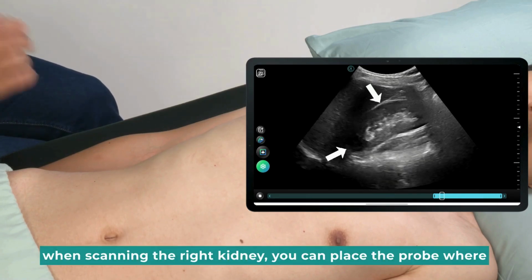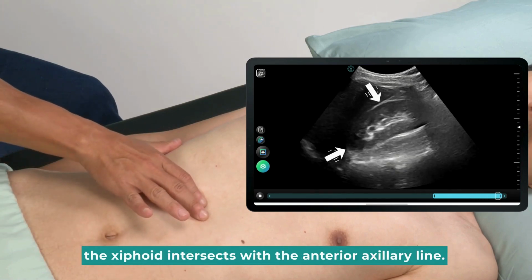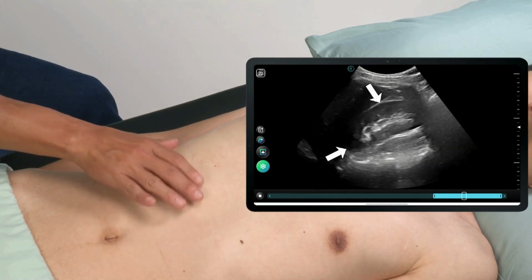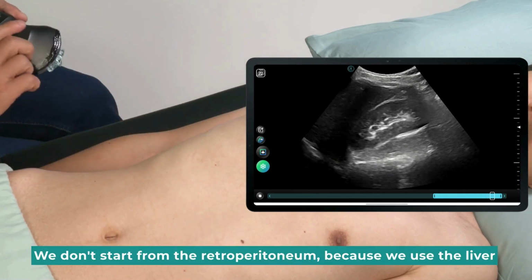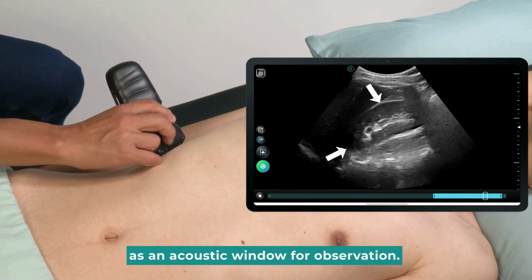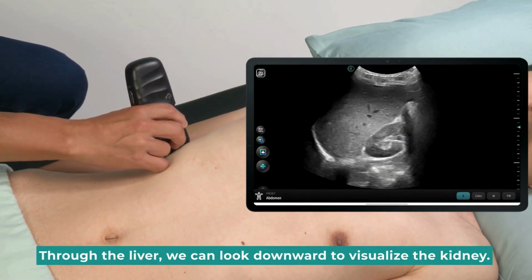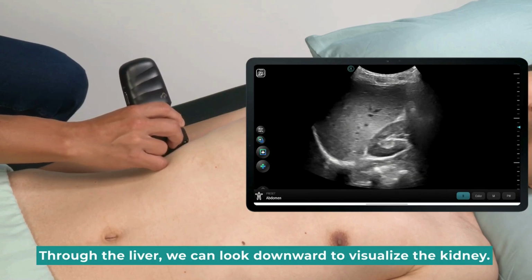When scanning the right kidney, you can place the probe where the xiphoid intersects with the anterior axillary line. We don't start from the retroperitoneum because we use the liver as an acoustic window for observation. Through the liver, we can look downward to visualize the kidney.